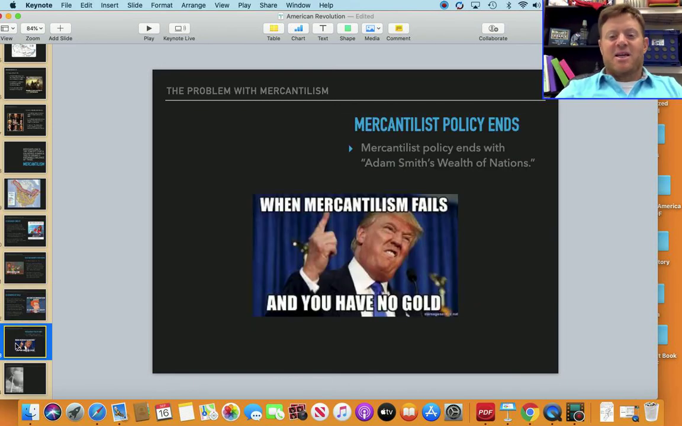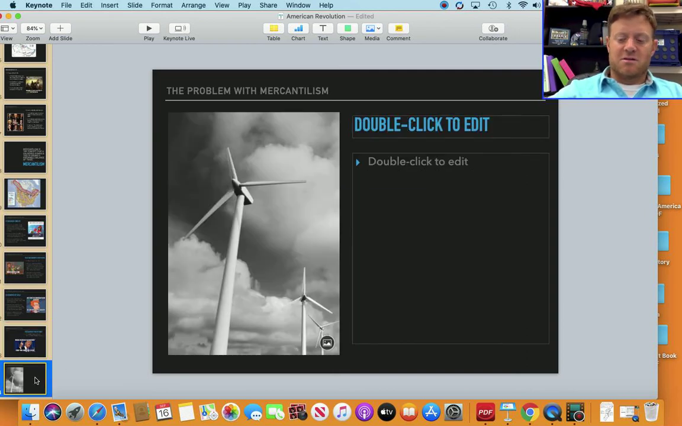Mercantilism is effectively ended with Adam Smith's Wealth of Nations. This is just a joke, okay? So sometimes jokes are funny. Just relax.